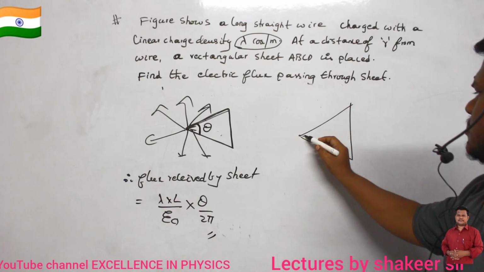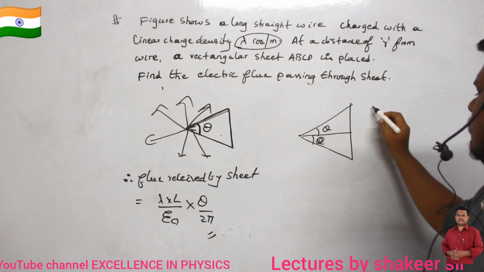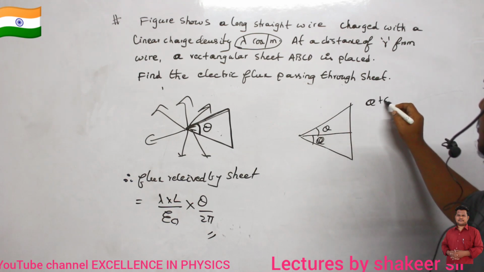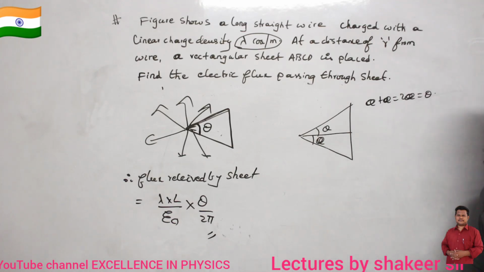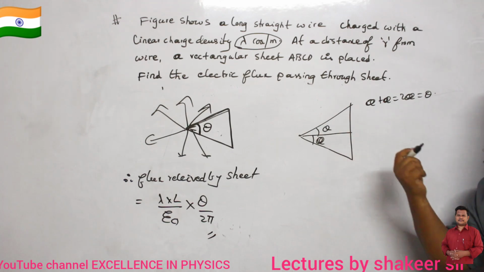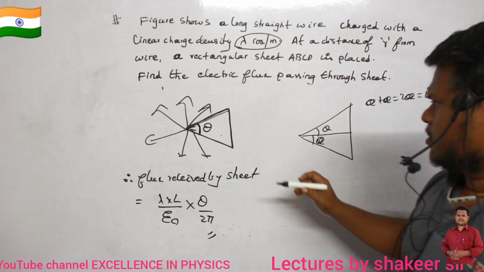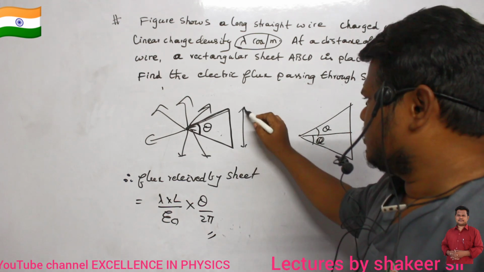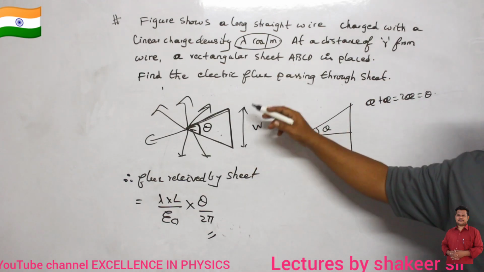Let us divide this figure into alpha and alpha, where alpha plus alpha, 2 alpha, is equal to theta. Into 2 equal halves I am dividing. Why? Because I can construct a right angle triangle. This length is W, the width only, if I look from the top surface.